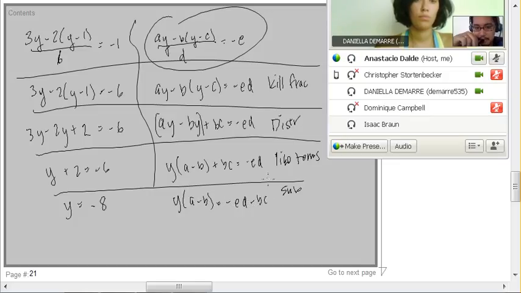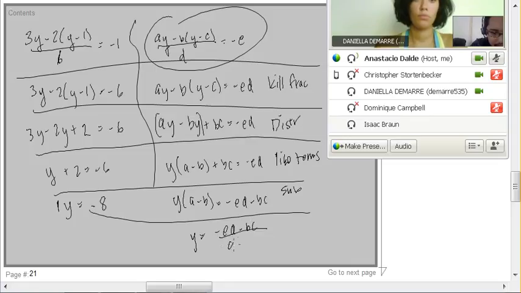Did I lose anyone yet? All right, and I need one more step, which I actually should have had over here, because technically this is 1 times y. You need to divide everything over here, so it goes y equals negative ed minus bc all over a minus b.